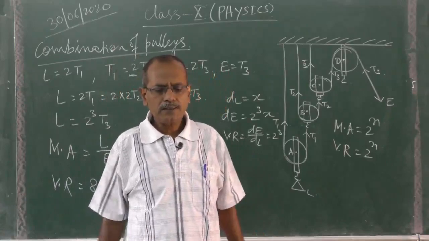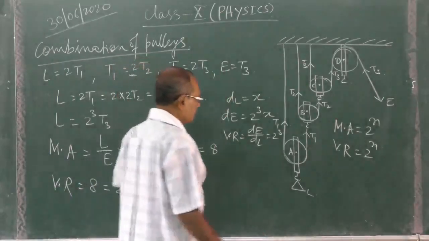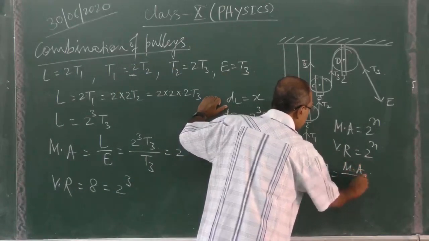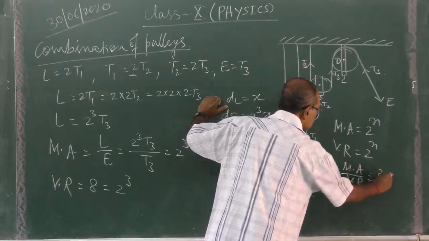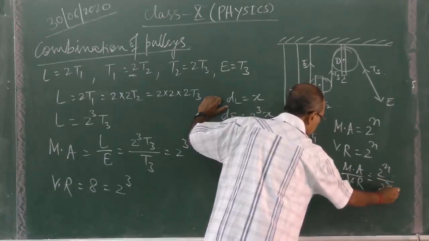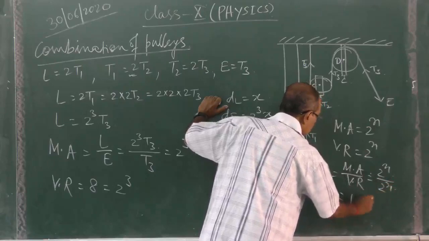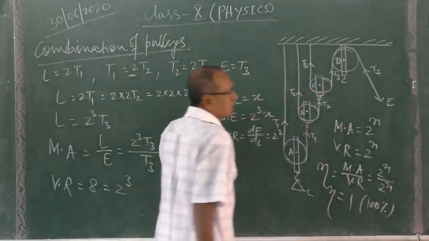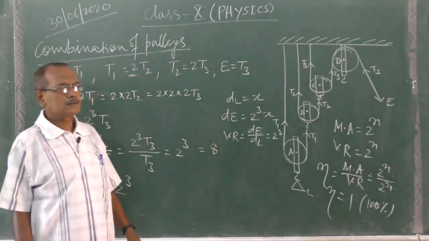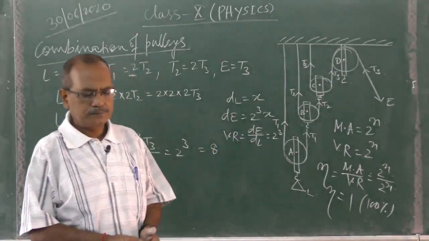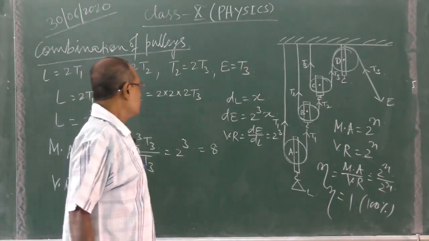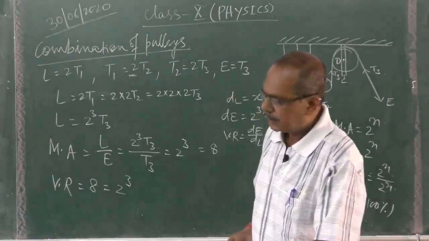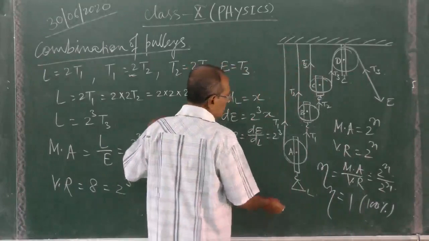Also we can find the efficiency. The efficiency for the ideal case, MA by VR, that is 2 to the power n by 2 to the power n, that is equal to 1, or 100%. But in actual practice it is less than 100%. Are you getting this one?